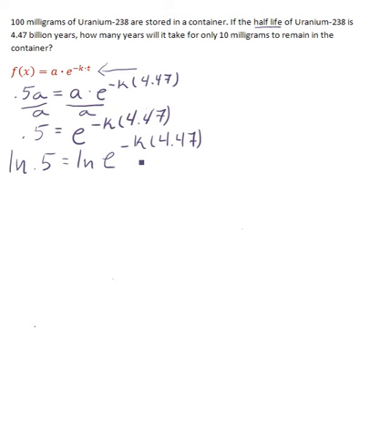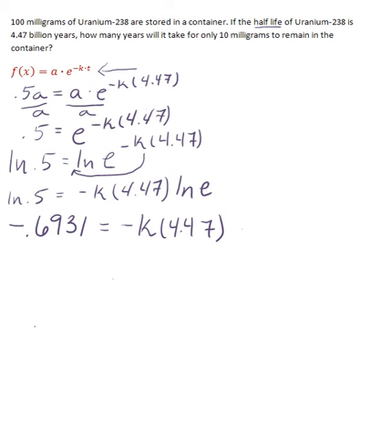Now we know by the power property of logarithms that this exponent can be moved down to be a constant multiplied out front. So now we're left with the natural log of 0.5 equal to negative k times 4.47, our former exponent, times the natural log of e. However, we know this to be equal to 1, so what we really have is the natural log of 0.5 equal to negative k times 4.47 billion.